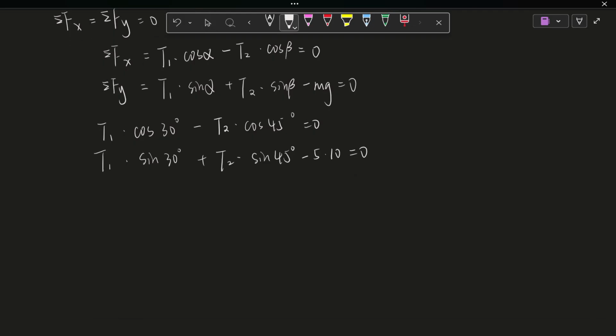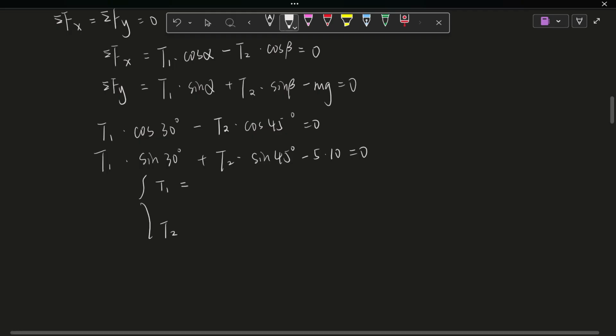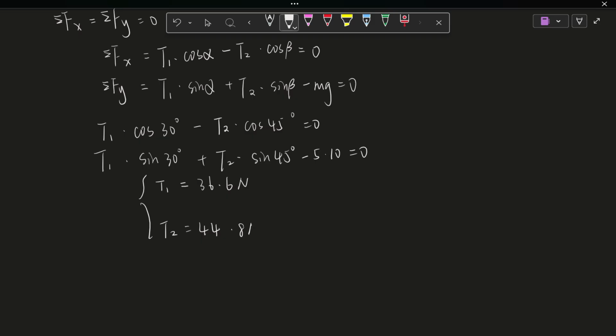So after you use your calculator, you can get something like T1 is equal to around 36.6 newtons, and T2 is equal to 44.8 newtons. So this is your answer.